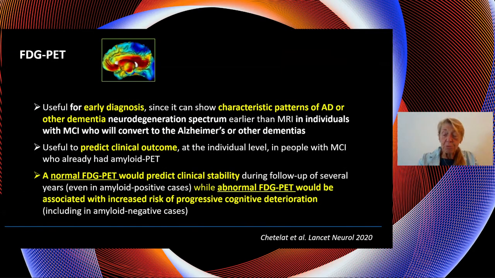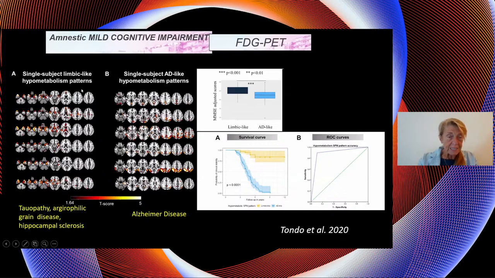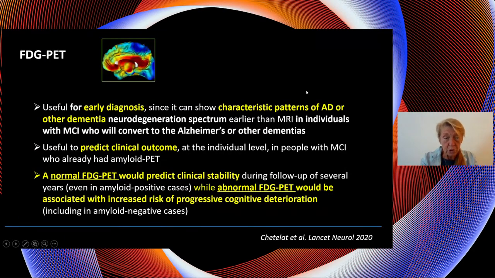In this study, we show, which is still a very important point, different metabolism patterns in two different underlying diseases. But these cases were all comparable from a clinical point of view. They were amnestic MCI. So it's very difficult on a clinical basis to make a differential diagnosis. But this pattern involving only the medial temporal cortex is completely different from the pattern typical of AD. And what is different? That this subject did not progress to dementia. Instead, all these subjects presenting this pattern progress to Alzheimer's dementia. This is very important.